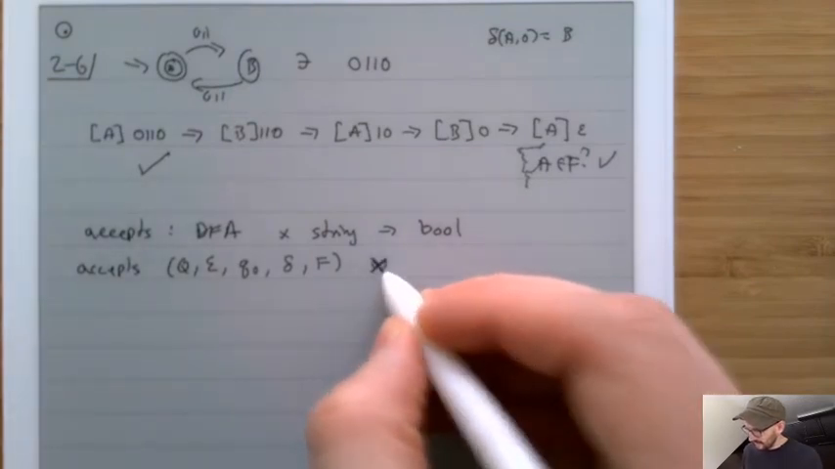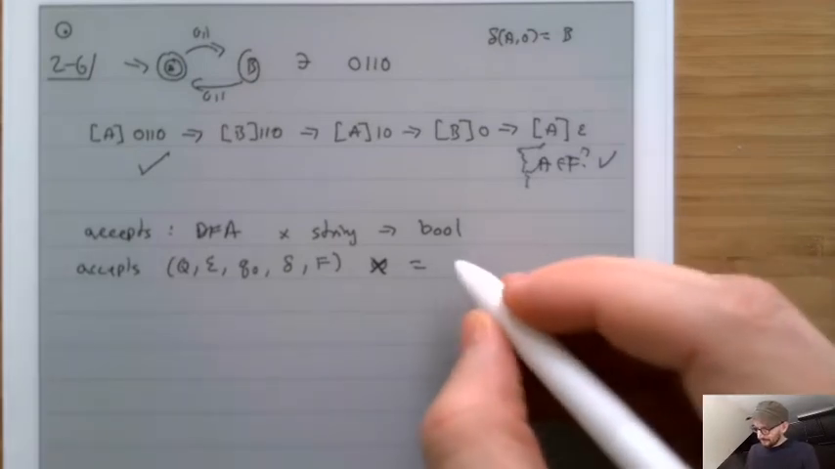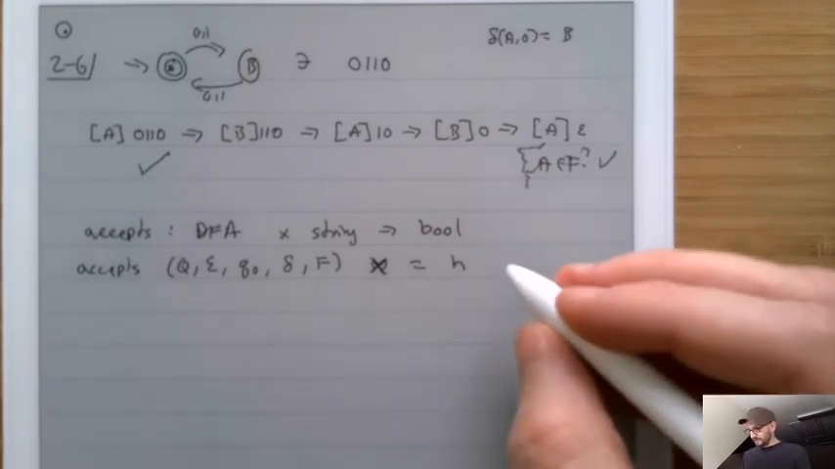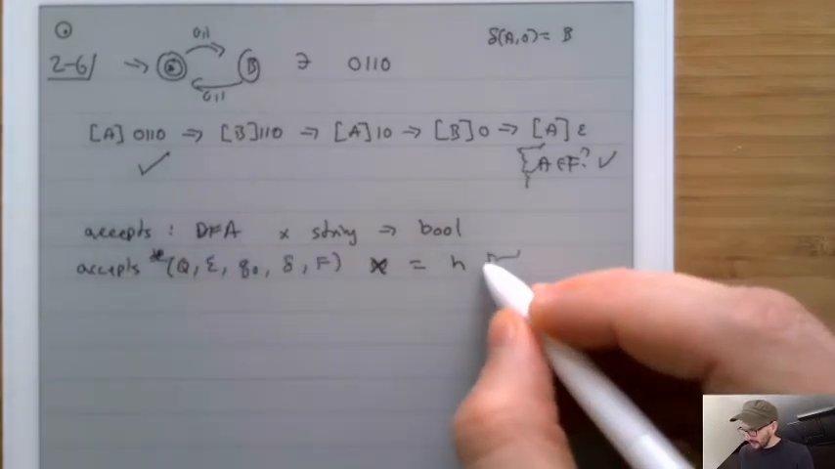Let's write x. Okay. And now what we want to do is we want to call another function that's going to do the configuration updating over and over and over again. So we'll just call that function h for helper. And we're going to call it with the state that we start in. We're going to give it the delta function.